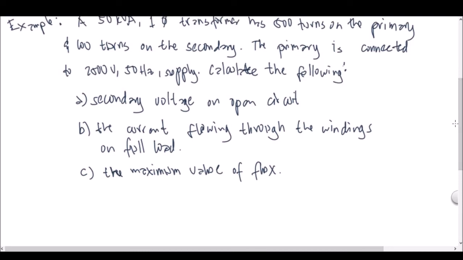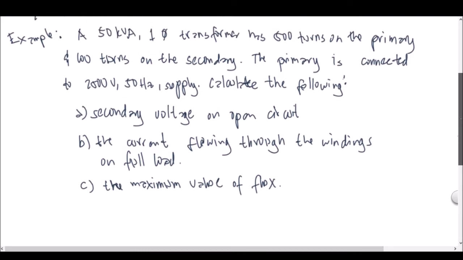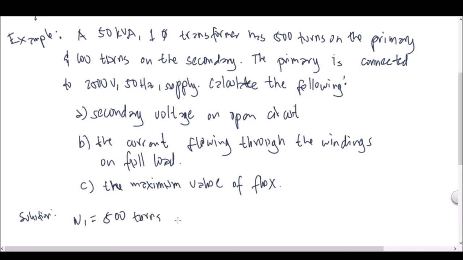Okay, so the very first thing to do is to solve the secondary voltage. In order to solve the secondary voltage, we must first get the turns ratio. Why the turns ratio? Because we are given the primary and the secondary turns. From inspection, to determine if this transformer is a step up or a step down, our N1 is equal to 500 turns, the turns of the primary, and our N2 is equal to 100, the turns on the secondary. So we could say that our N1 is greater than our N2.